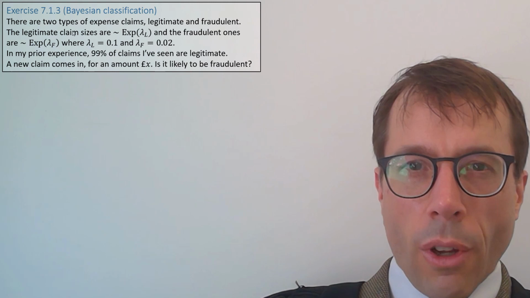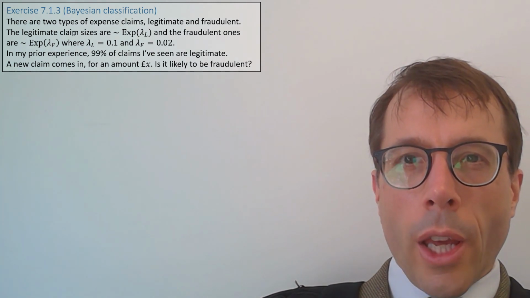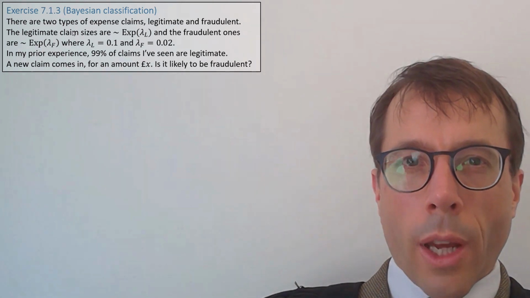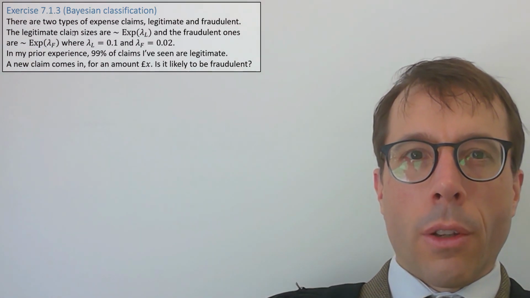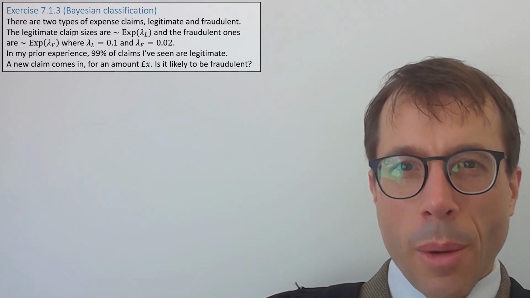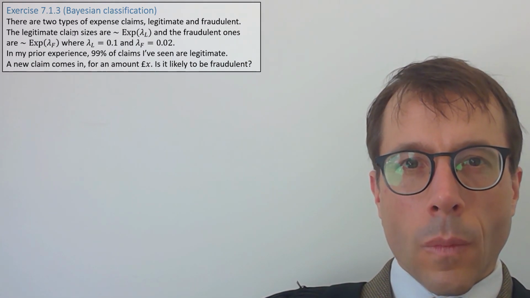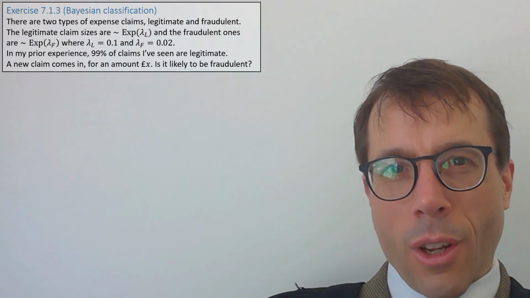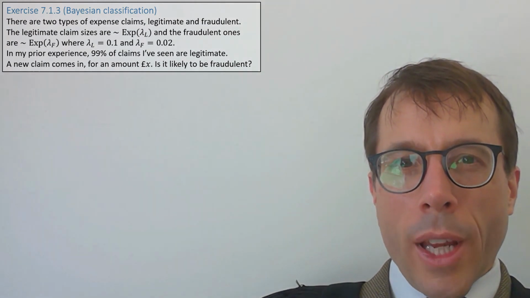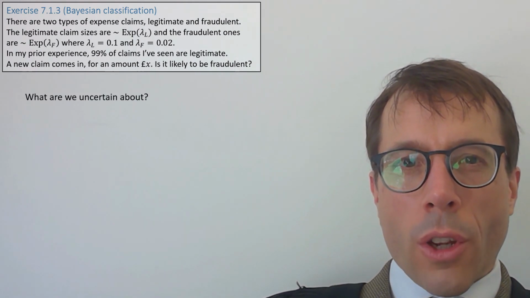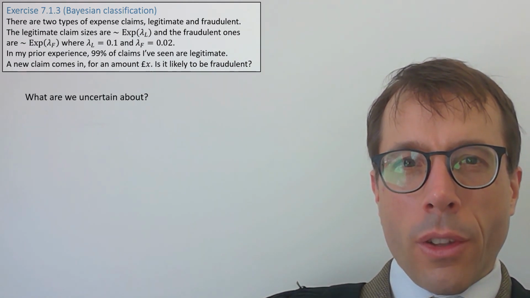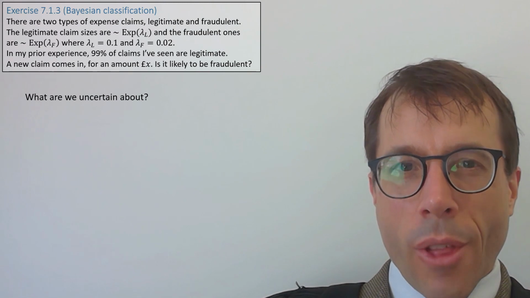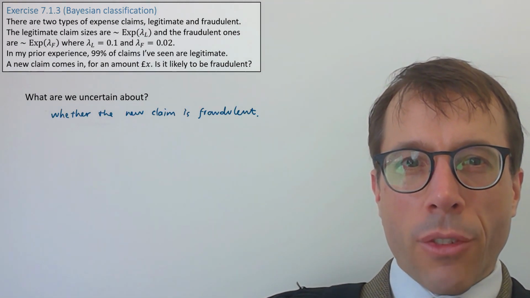In the examples we've looked at so far in this video, the question has clearly told us, here is an unknown parameter, and so we knew we had to treat it as a random variable and find its posterior distribution. But in this question, where are the parameters? I can see lambda L and lambda F. Are those the parameters we're reasoning about? No, the question tells us values for those parameters. They're not unknown. No, what we have to do is look at the question and work out, what are we uncertain about? This question asks us, is this claim for X likely to be fraudulent? So that's what we're uncertain about, whether or not this claim is fraudulent.